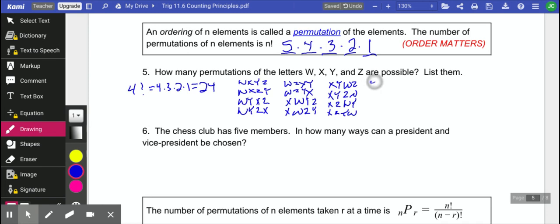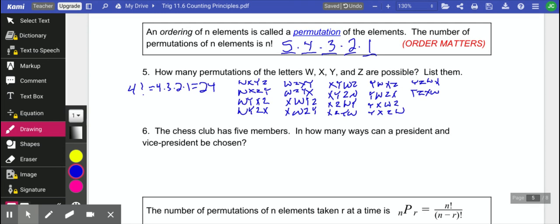So now let's start with Y. Y, W, X, Z, Y, W, Z, X, Y, X, W, Z, Y, X, Z, W, and Y, Z, W, X, Y, Z, X, W. Those are all the possibilities starting with Y.